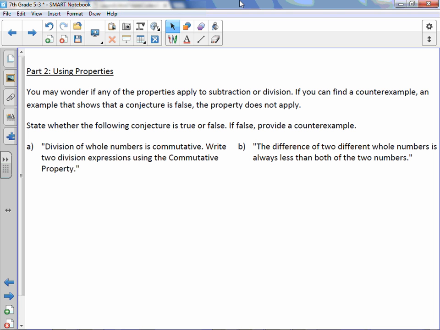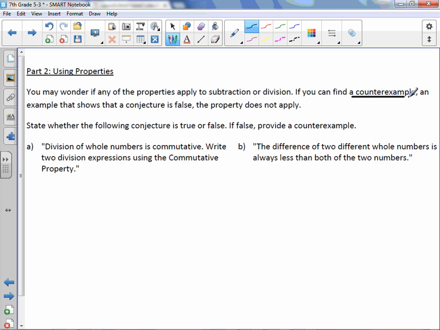The properties that we just went over have been proven to work for any numbers. So let's take a look and see if these two conjectures are true or false. One has to do with subtraction and one has to do with division. So letter A. Division of whole numbers is commutative, which means the order doesn't matter. Write two division expressions using the commutative property.